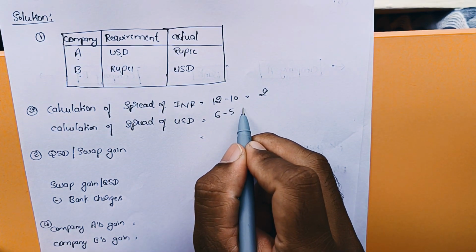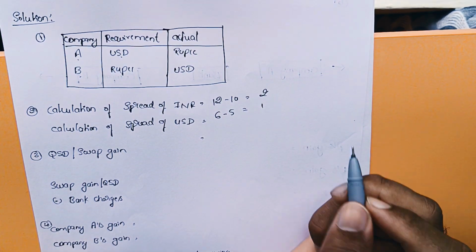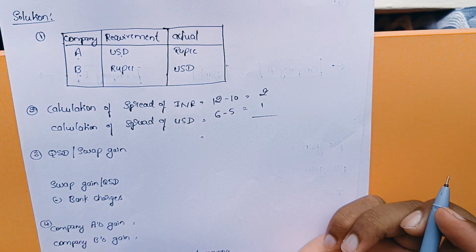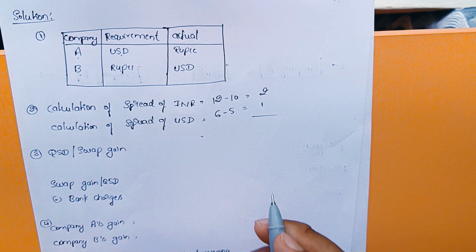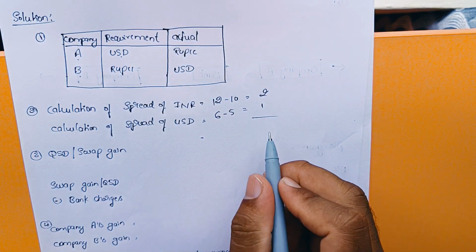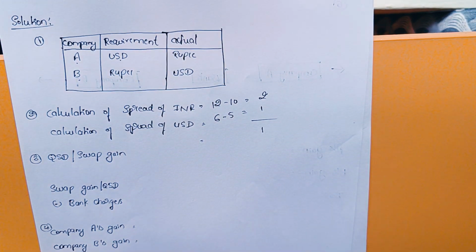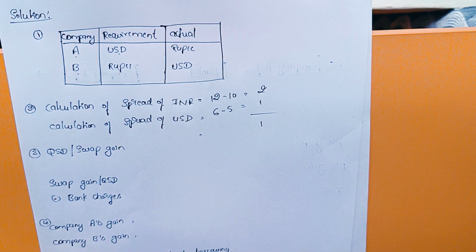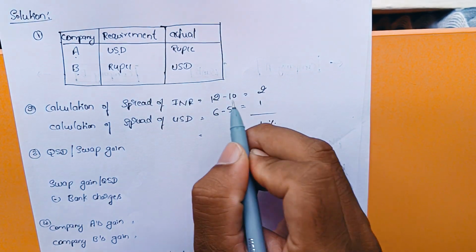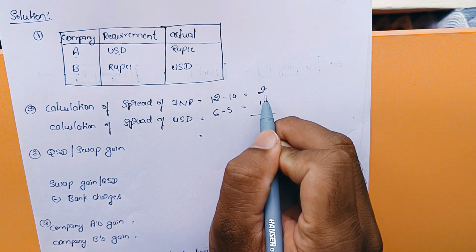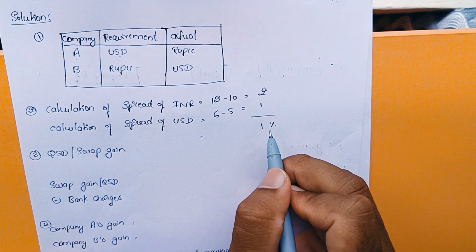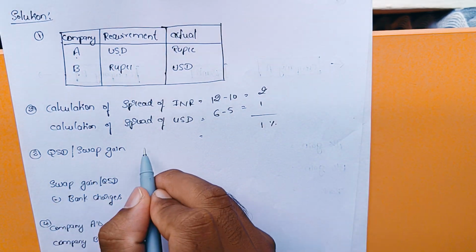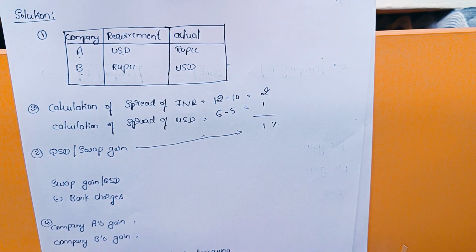6 minus 5 equals 1. We got this much. Then we need to calculate the quality spread differential, that is the swap gain. How much? 2 minus 1 equals 1. Then that is a swap gain, that is 1%. That is 12% minus 10%, we got 2%. 6 minus 5%, we got 1%. Then 2 minus 1, that is 1. 1 is nothing but the swap gain or QSD.